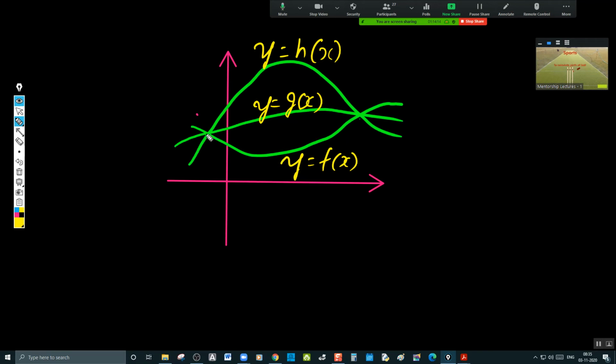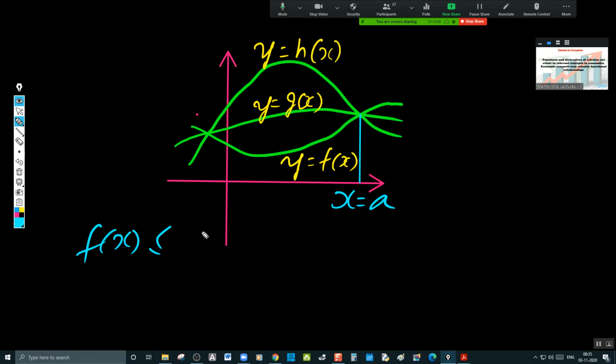It is clear that at a particular point, for example, if you take x is equal to a, then what do we do? At x equal to a, if you want to understand the limit of g of x, then we write it like this. f of x is smaller and h of x is greater and g of x is in between. Then in that case, we write f of x less than or equal to g of x less than or equal to h of x. So equality is possible at this point.